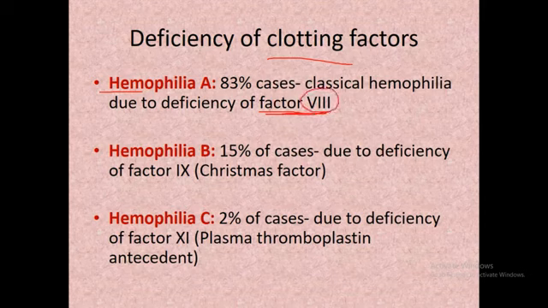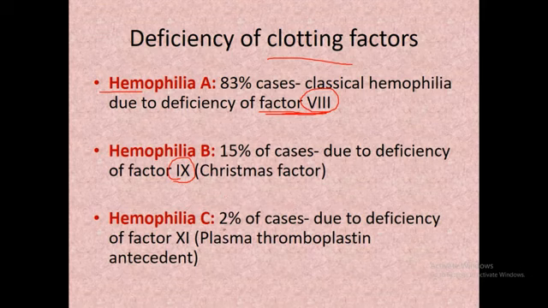So broadly we classify hemophilia into hemophilia A, hemophilia B and hemophilia C. Most patients of hemophilia are of hemophilia A type, 83% of cases. Classical hemophilia is due to the deficiency of factor 8, which is the anti-hemophilic factor. Second is hemophilia B, 15% of cases, due to deficiency of factor 9. Factor 9 is the Christmas factor. So whenever there is a deficiency of this Christmas factor, the condition is known as hemophilia B.